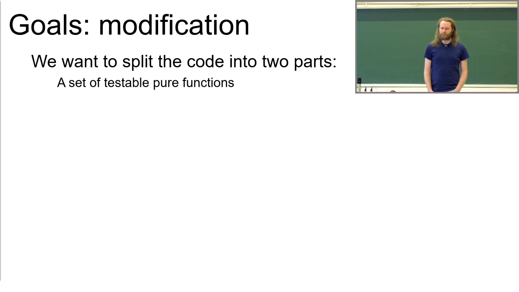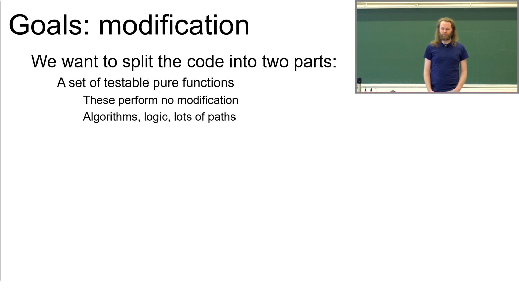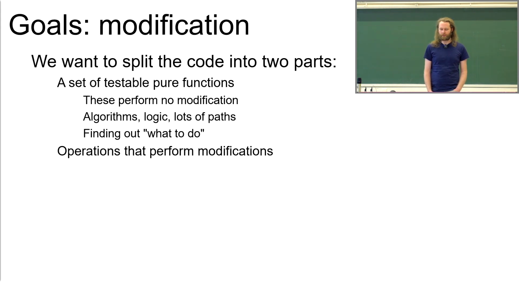So if you have an opportunity to make a pure function, you make a pure function. There are no questions. You just do it. These perform no modification. They can have algorithms, they have if statements, they have for loops, they have all of that good stuff, lots of different paths. They can be hard to test. What these functions do is they find out what outputs should be set, but they don't actually do it.